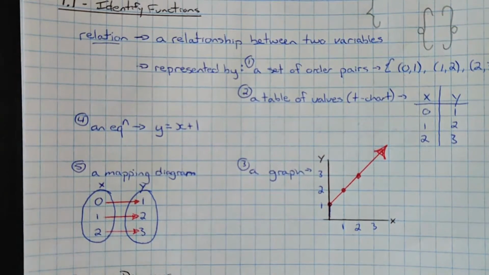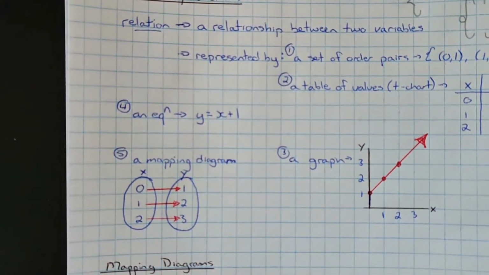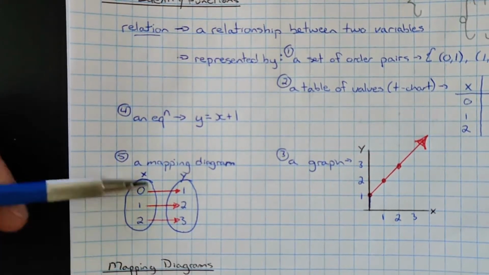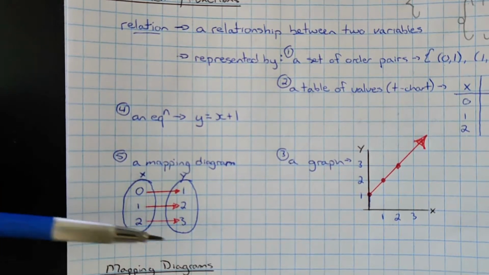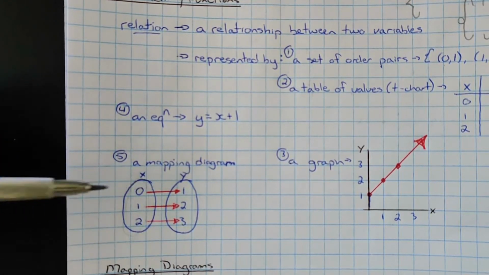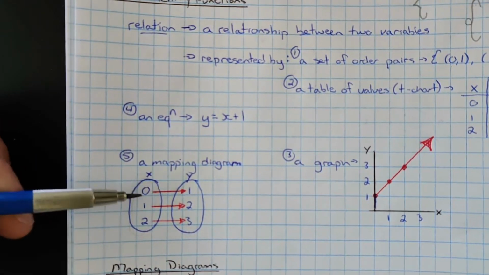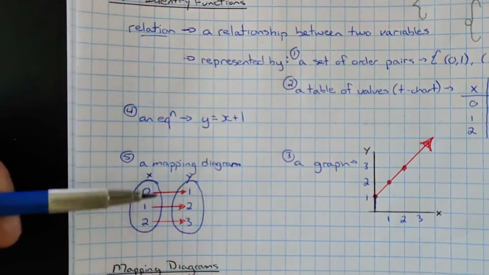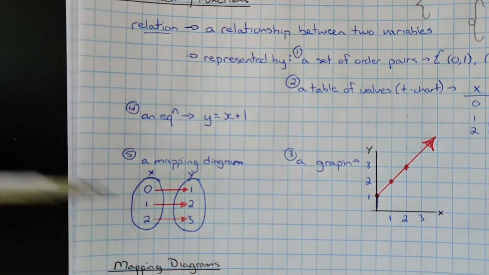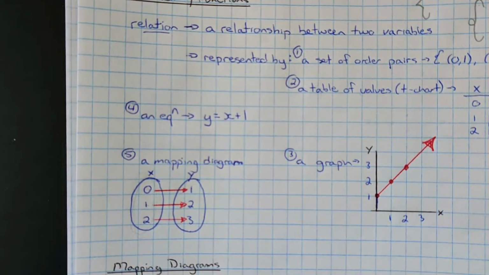Or, brand new, you've probably never seen this before, we can use a mapping diagram. A mapping diagram takes all our x values and puts them in one blob, and all our y values in another blob. And then we draw arrows from each x value to the y values that it's equal to. So in this case, 0 is equal to 1, 1 is equal to 2, 2 is equal to 3 for the y. So there's the map that kind of shows the relationship between these.